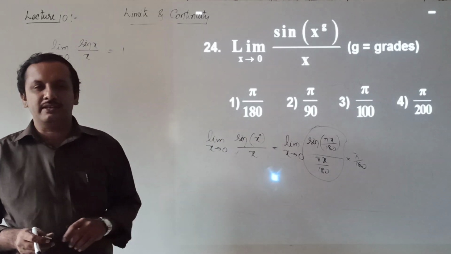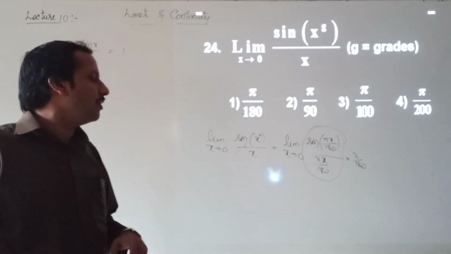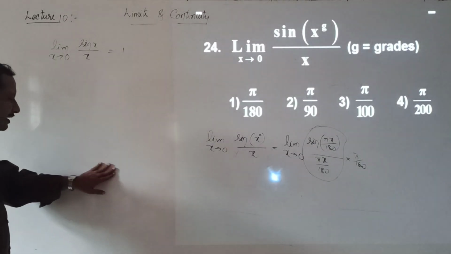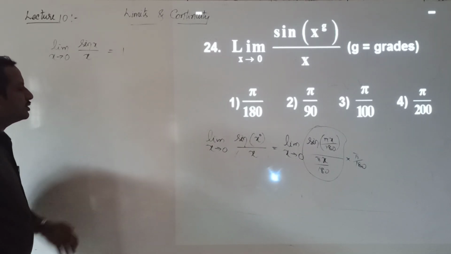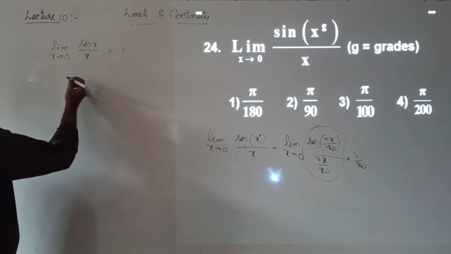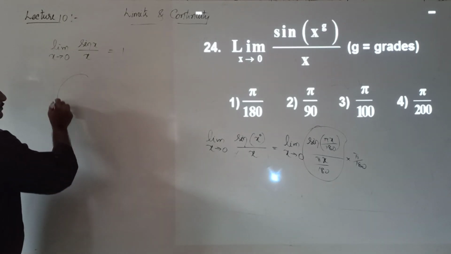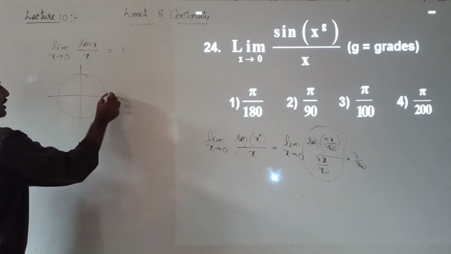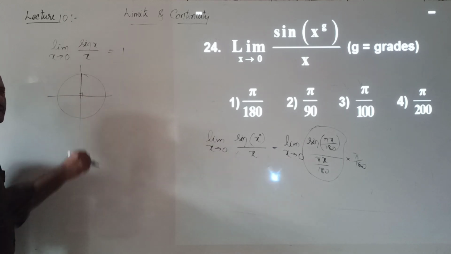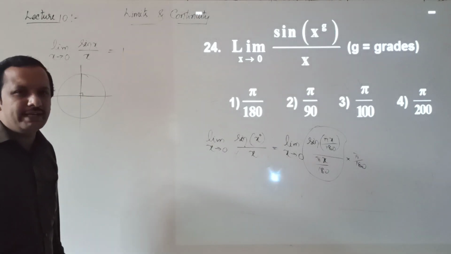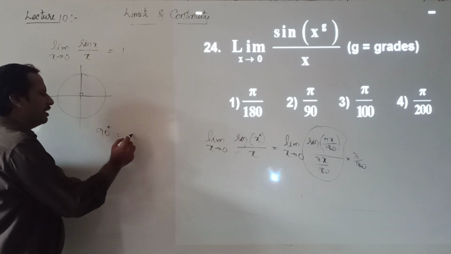But now the question here is, in this problem, x is in grades. What is a grade? First I will explain that unit, then we will solve this problem. How do we define a degree? Consider a circle, here there is a right angle. One right angle is divided into 90 equal parts. Each part is called a degree. So we say 90 degree is equal to one right angle.